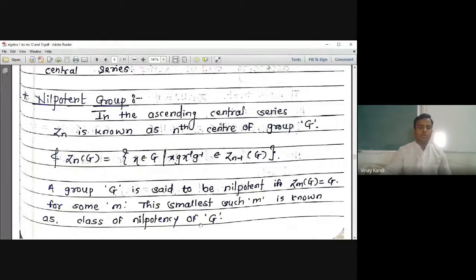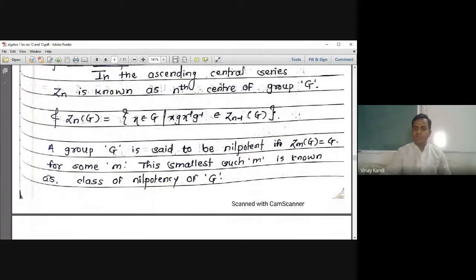So what is the definition of Zn? Take x belongs to G such that x inverse G inverse belongs to Zn minus 1. So Zn minus 1 is the n minus 1 center of group G. The group G is said to be nilpotent if Zm of G is equal to G for some m. The smallest such m is known as the class of nilpotency of the group. We discussed it in the previous lecture.